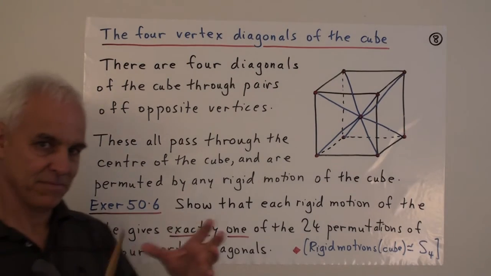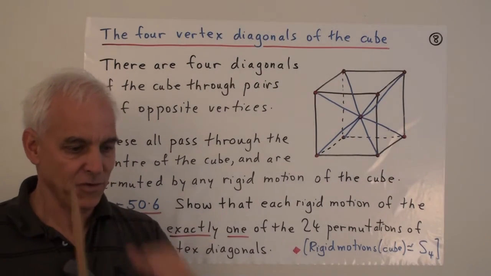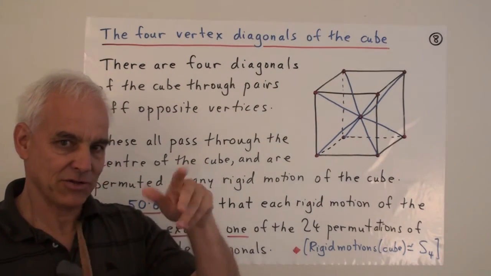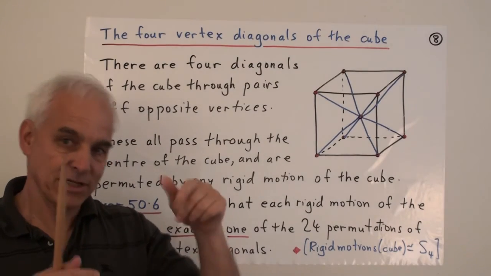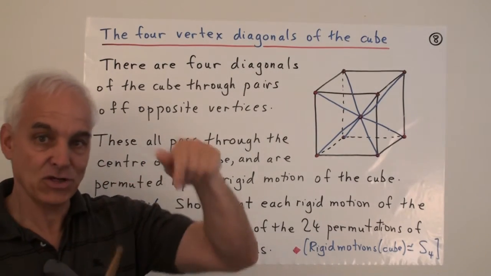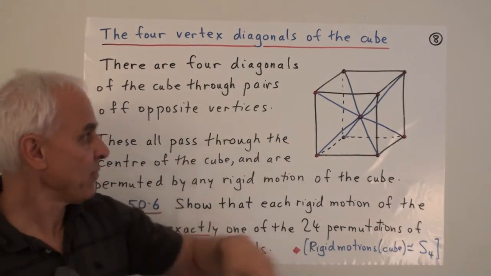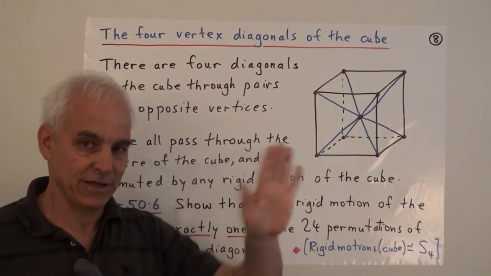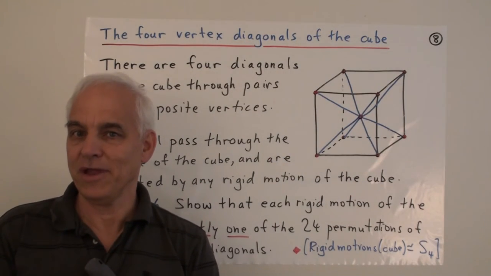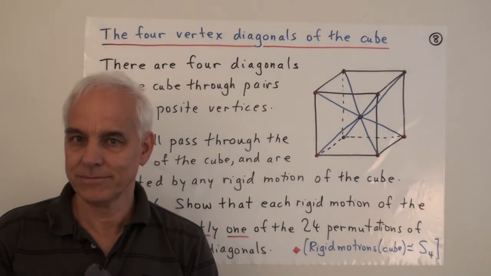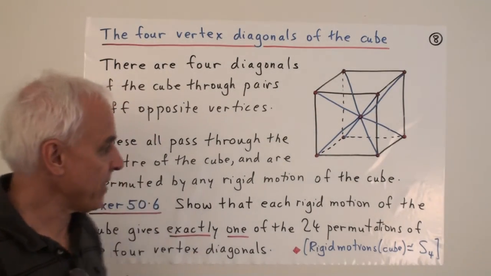It's great to have a model of a cube in front of you and play around. See how the various rotations around vertices, faces, and edges act on these 4 diagonals. Excellent exercise, kind of an introductory thing for group theory. Okay, so that's really good.